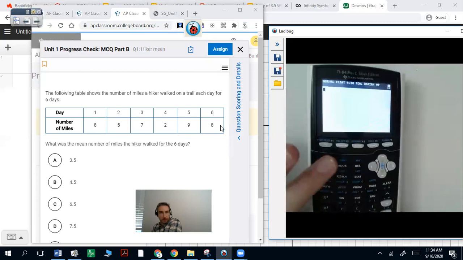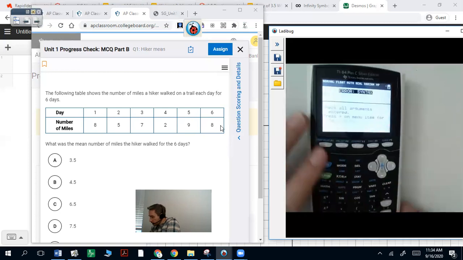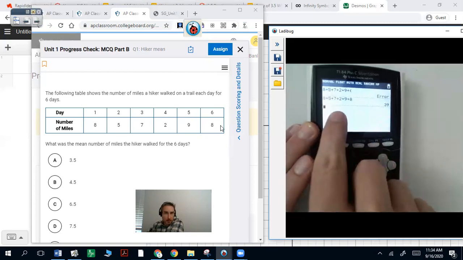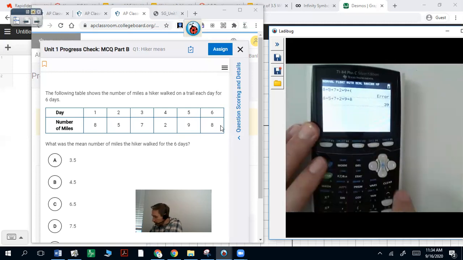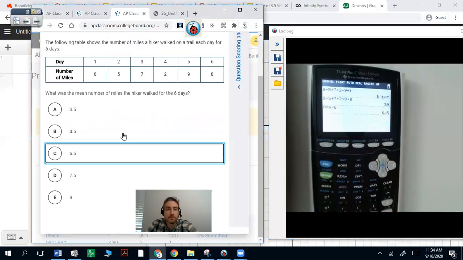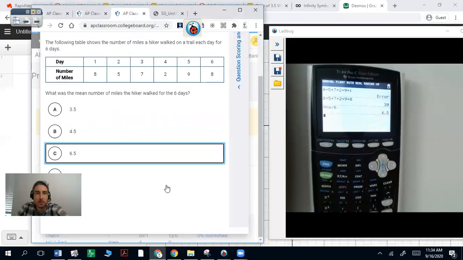You could put them in your stat menu, but honestly, this is 8, 5, 7, 2, 9, 8, and then there's 6 days, so divided by 6. So 6.5, 6.5. That's just straight up calculation there. All right, number 2.